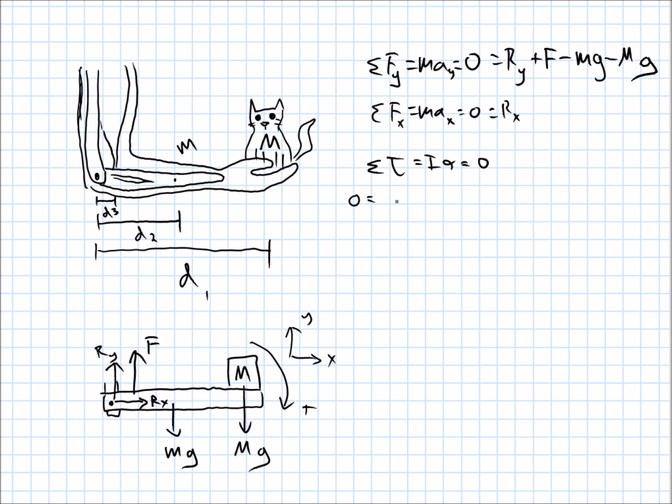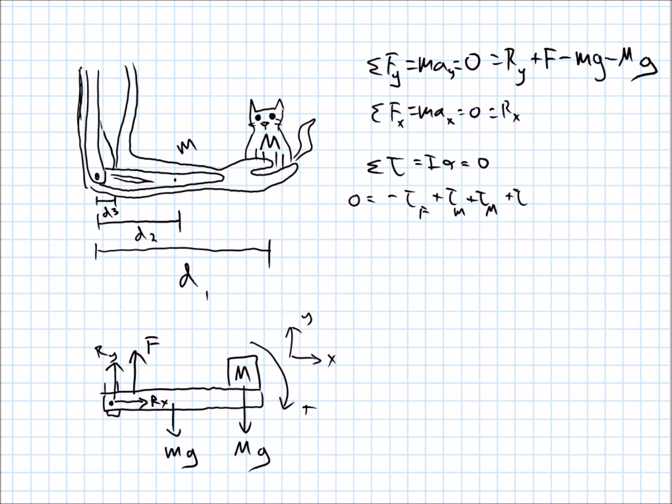So let's write in just a symbol representing each torque. It'll be the torque due to the force, which is going to be in the negative direction there, plus the torque due to the little mass, plus the torque due to the big mass. Well, I don't know about these.